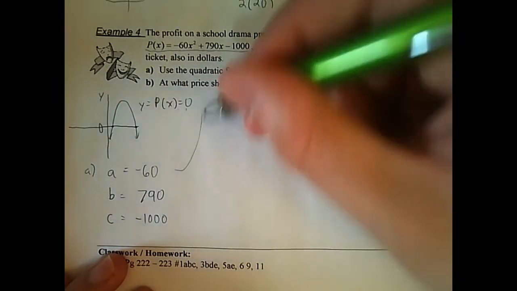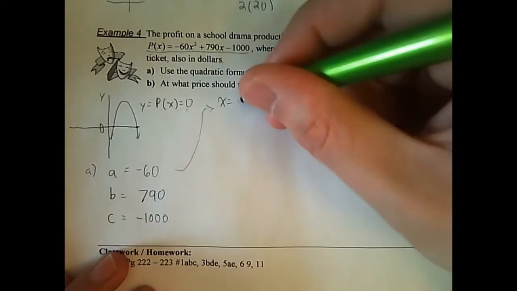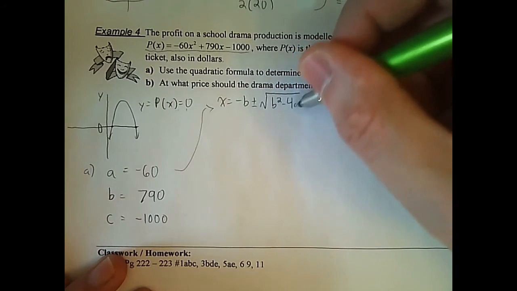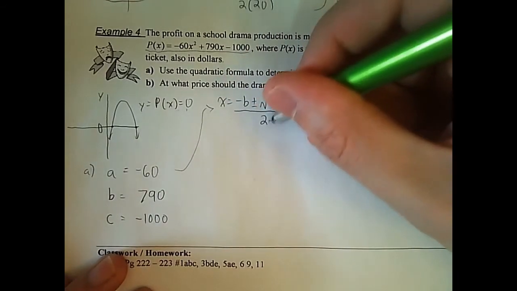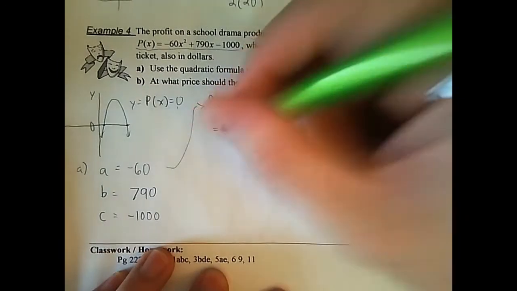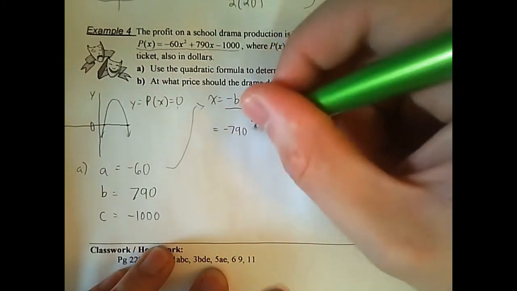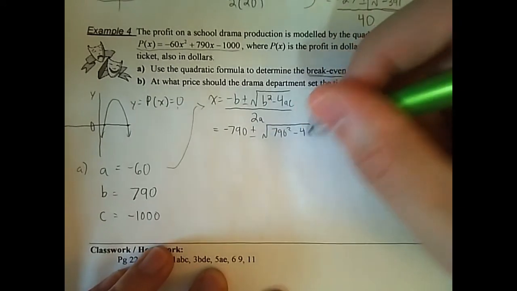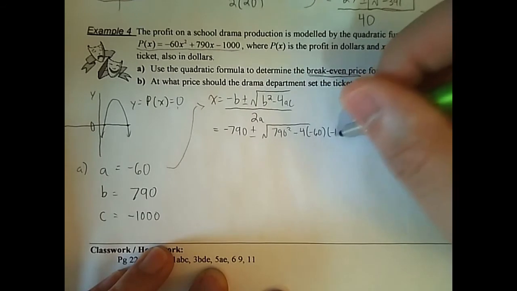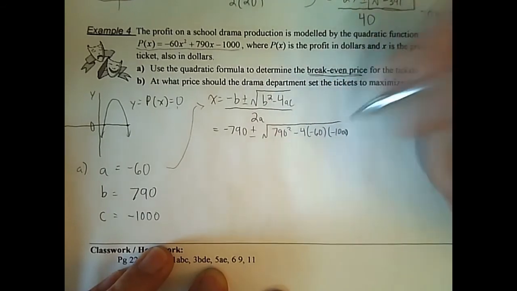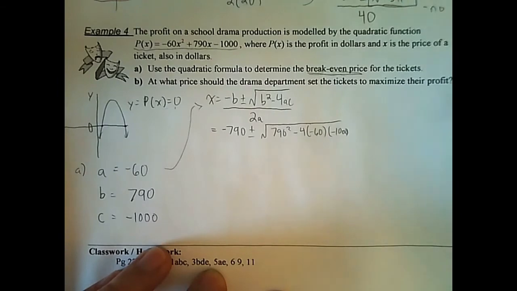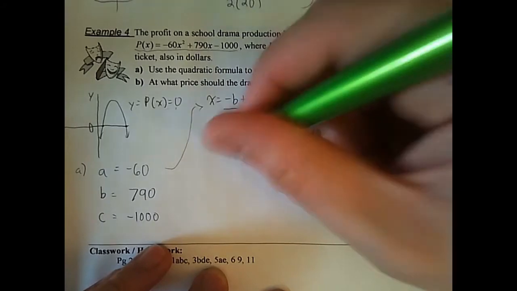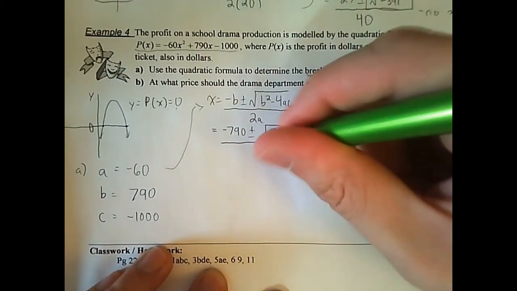And now I'm just going to do my quadratic formula and substitute the numbers into the equation. So I'm going to put in my numbers, negative 790, this, minus 4, negative 60, negative 1,000. So we see that there's going to be kind of 3 negatives in here. So we just got to check, when I do all the stuff underneath the square root sign, am I going to get a negative underneath it?